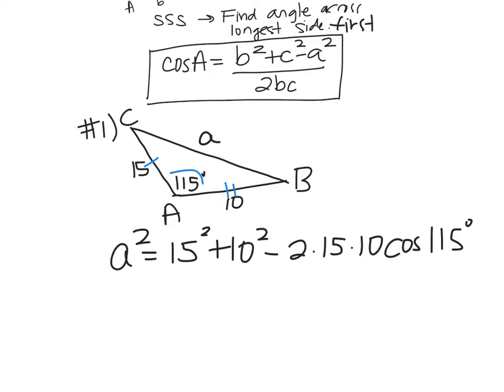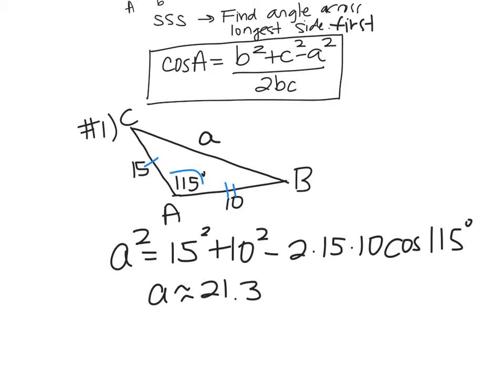15 squared plus 10 squared minus 2 times 15 times 10 times the cosine of 115. I literally put the whole thing in my calculator as I saw it. And then you hit enter and you get 451, and then don't forget to take the square root of your answer. Okay? 21.3. A is approximately 21.3.